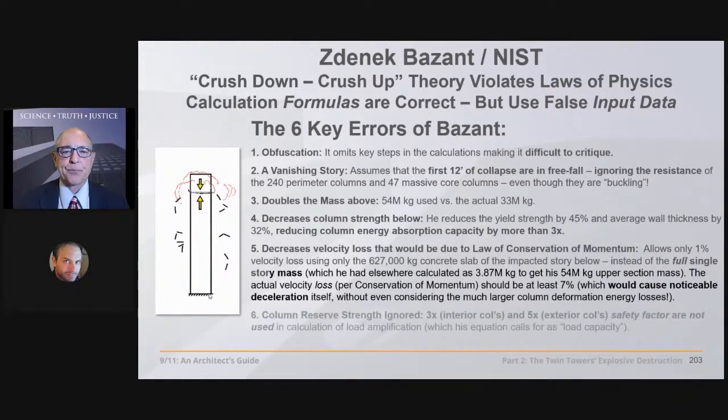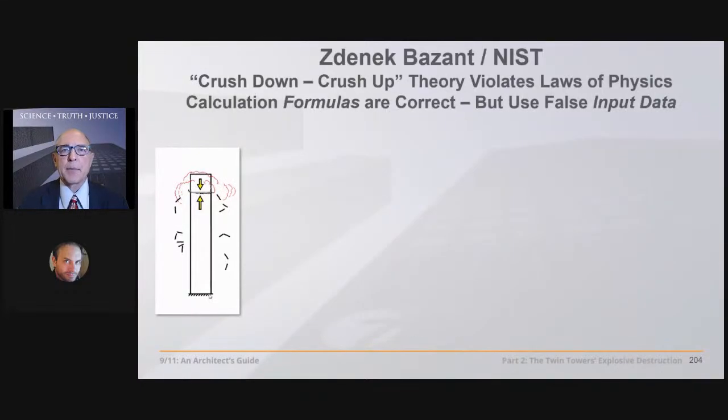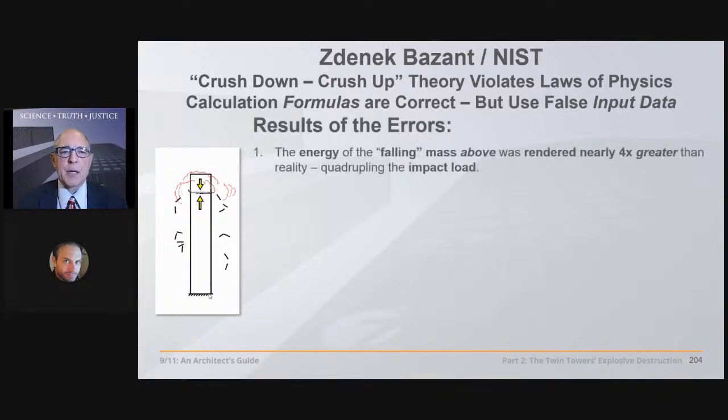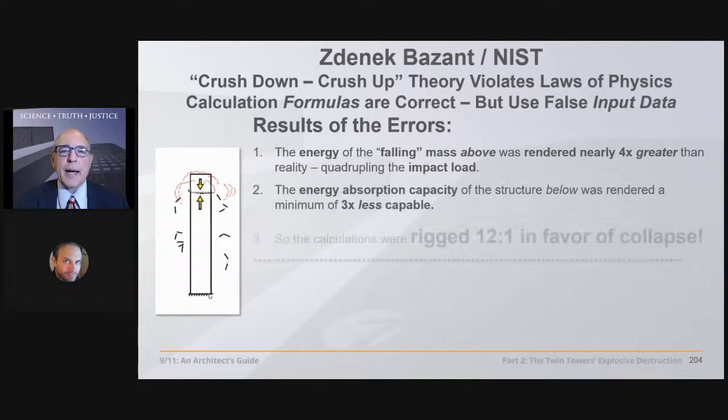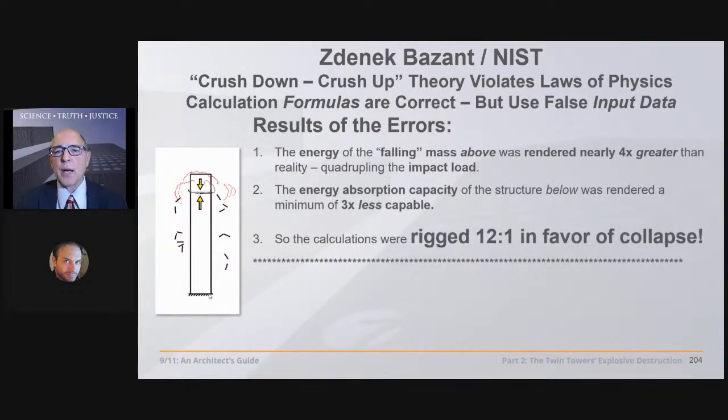There's a velocity loss. They completely eliminate the column reserve strength. These columns are 3 times stronger at a minimum than they need to be. Some of them are 20 times stronger, actually, in the exterior, because it was so strong, this exoskeleton, that it was designed to resist hurricanes and lateral forces. So the gravity forces, they said, could hold 20 times the weight of the floors and the live load, which is the people and furniture. So with these key errors, the whole thing is rigged at least 12-1 in favor of a collapse. This is fraud.